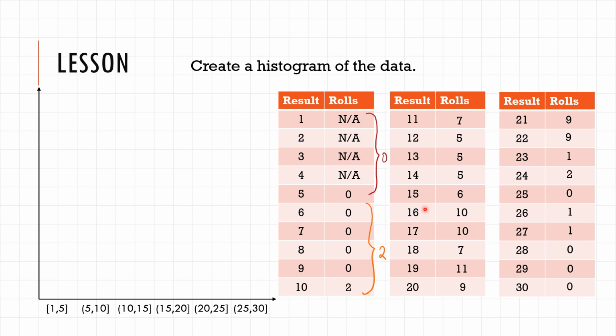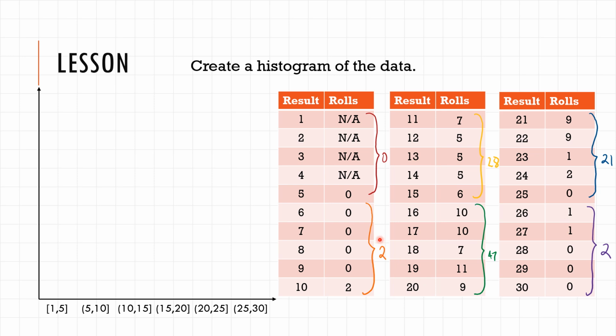From 11 to 15, so this group right here, all the numbers bigger than 10 until 15, if I add these up, in total, I rolled those numbers 28 times. The numbers from 16 to 20, I rolled 47 times. The numbers from 21 to 25, I rolled 21 times. And the numbers from 26 to 30, I only rolled 2 times. I rolled the 26 and I rolled the 27.